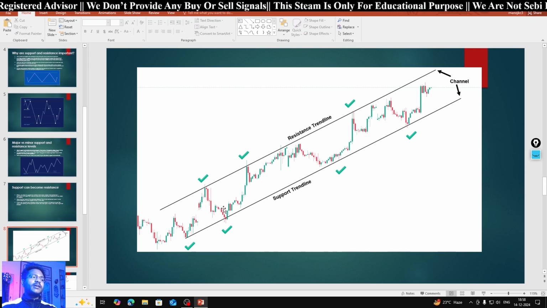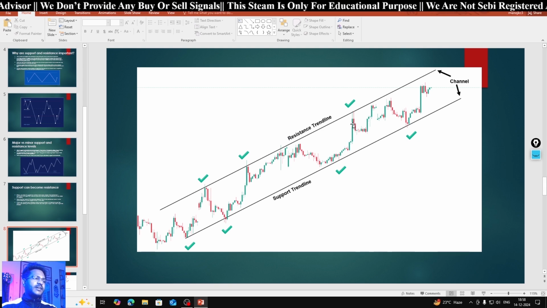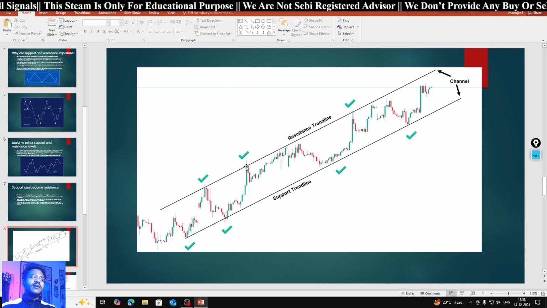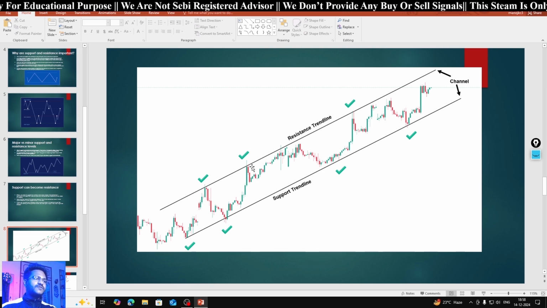This is how normally people try making profits in the market. This actually gives us an indication where exactly to enter and where exactly to exit. So this would be our entry point and this would be our exit point. So this is how we make money in the market, by using support and resistance.